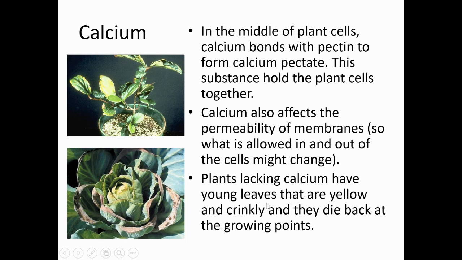Plants lacking calcium have young leaves that are yellow and crinkly, and they die back to the growing points. So, yellow, crinkly leaves, and they cannot pass things in and out of their cells as well.